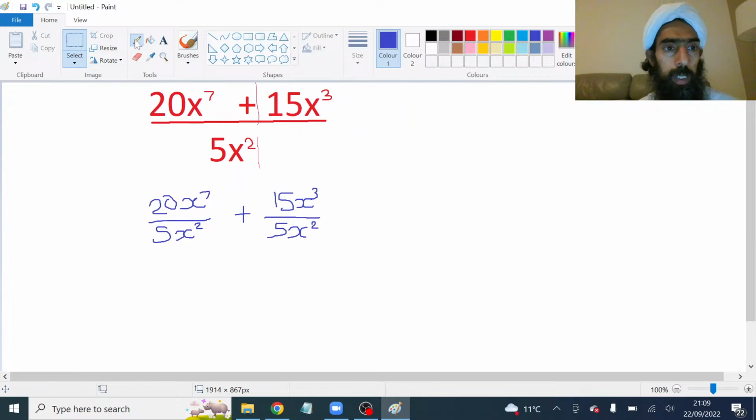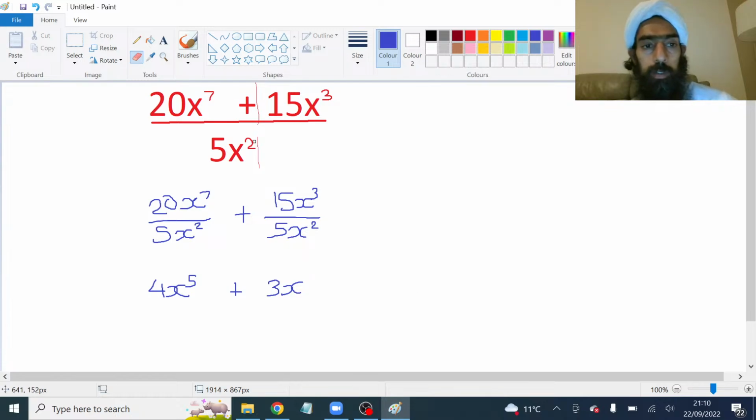So let's take a look at the numbers first. 20 divided by 5, that's going to be 4. So we can just write 4. X to the power 7 divided by x to the power 2. Take away 2 from 7, and that's going to be 5. Then on this one, 15 divided by 5 is going to be 3. X to the power 3 divided by x to the power 2, that's x to the power 1. And that one is done.